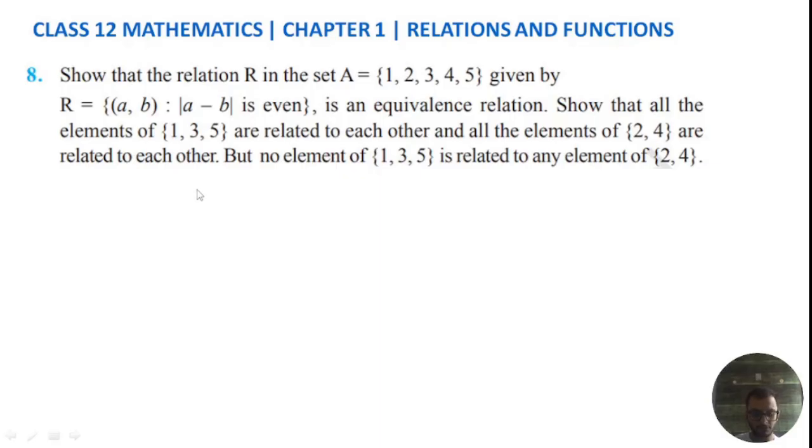So what is given in this question? In this question we are given one relation R on the set A. The universal set is A = {1, 2, 3, 4, 5}, and the relation is defined as pairs (a, b) such that the modulus of a minus b is even.